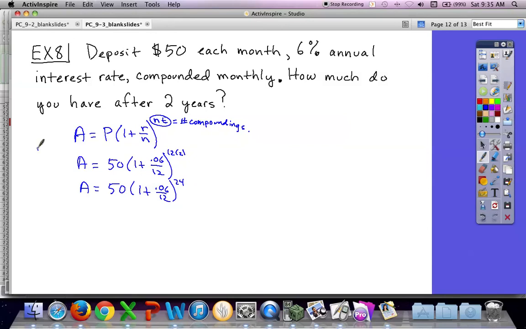Okay, but here's the thing. Every month we're going to put in another $50. So after 1 month, we put in another $50. But it's not going to be in there for 2 years, because the 2 years is 2 years since the beginning. So it'll only be in there for 1 year and 11 months. So this is for the first month.